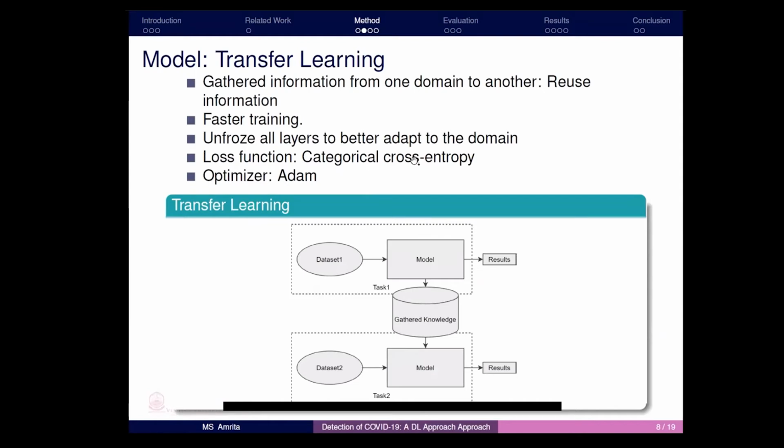The loss function was categorical cross entropy, and Adam was the optimizer for this task. To control overfitting, several data augmentation techniques were performed on the training data.